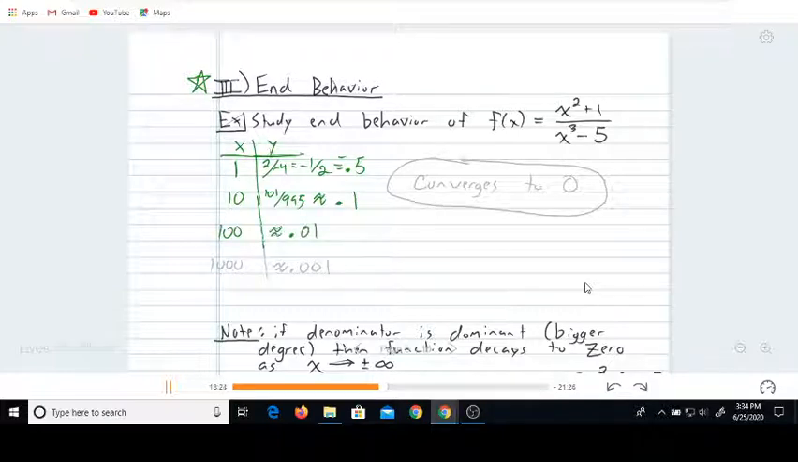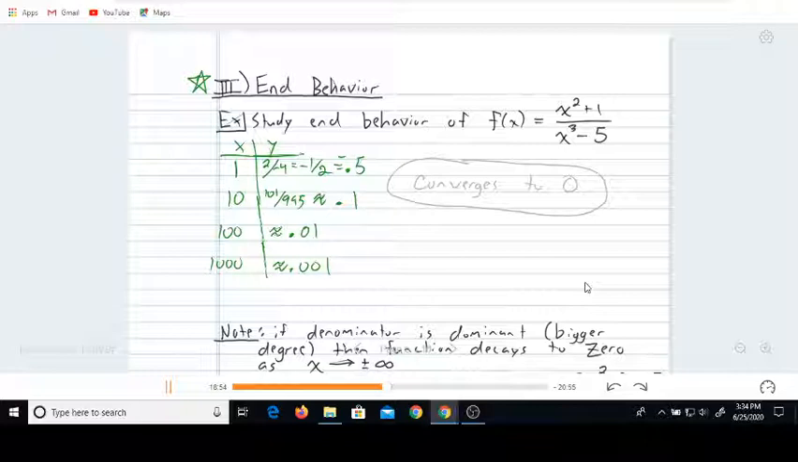And perhaps you can see the pattern here. If we plug in 1000, we get approximately 0.001. So as you can see, the output or y values keep getting smaller and smaller and smaller as x gets bigger and bigger and bigger.